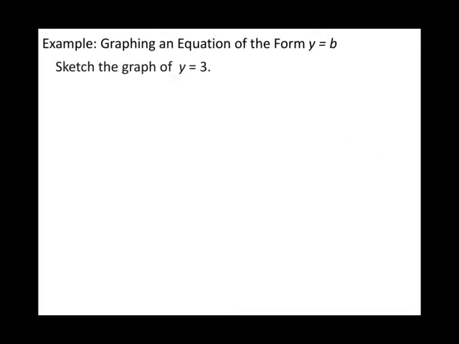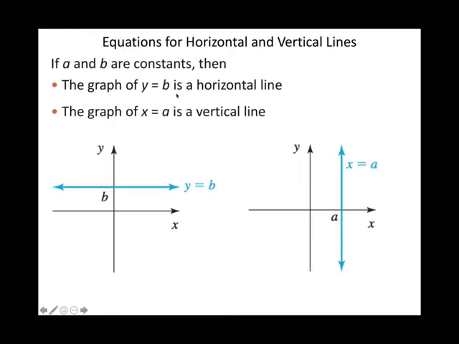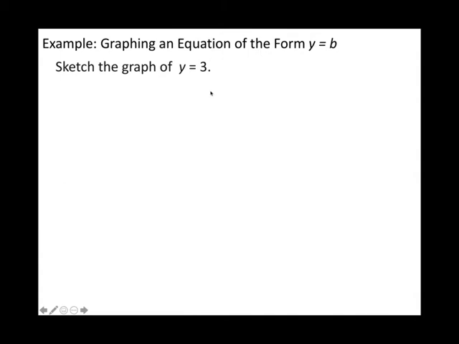Okay, try this example. Sketch the graph of y equal to 3. Remember we say there's no x in here and 3 is a constant. So is y equal to 3 a horizontal or vertical line? Look at here. It's a horizontal line, right? So that means y equal to 3 will be a horizontal line passing through the 3, hitting the y-axis.